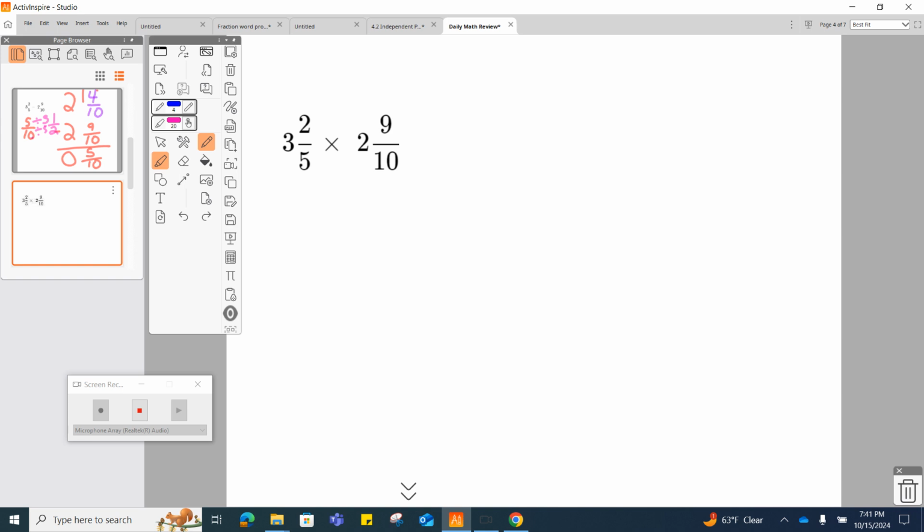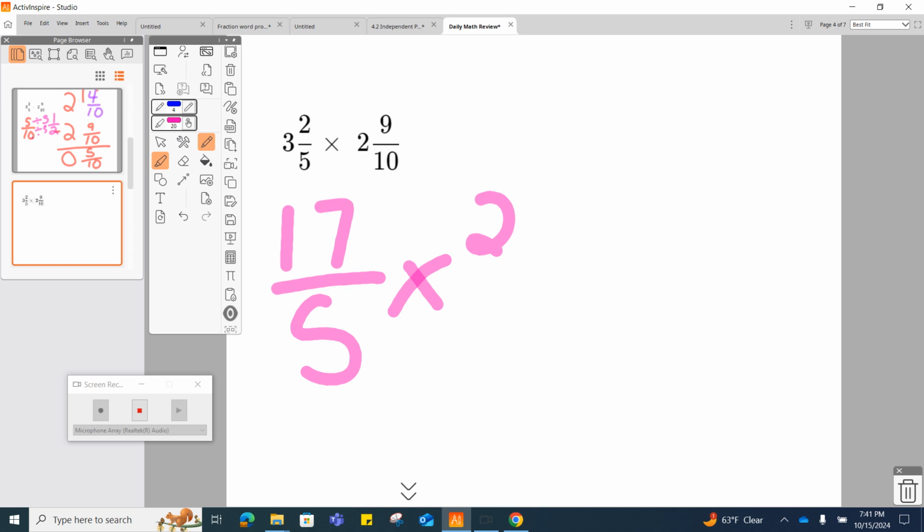If you don't, you take the denominator, 5, multiply it by the whole number, 3, that's 15, and you add another 2. That's 17/5. Over here, 10 times 2 is 20, plus 9 is 29/10. Now you're going to multiply.